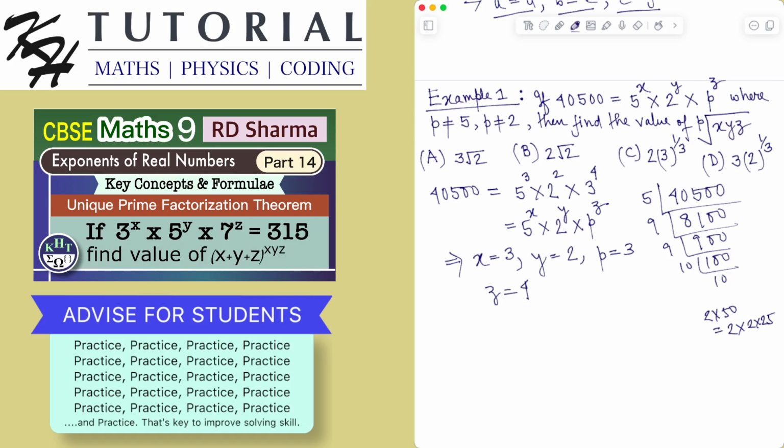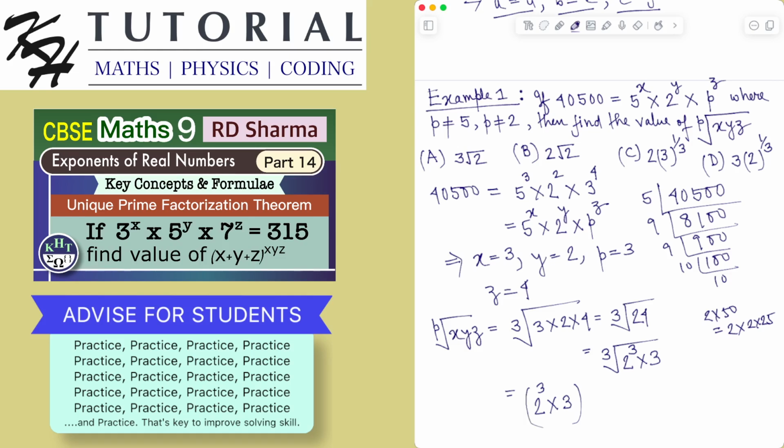So now we are asked to find the pth root of xyz. What is p? P is 3. So cube root of xyz means cube root of 3 multiplied by 2 multiplied by 4, which is cube root of 24. So 24 is 8 multiplied by 3, and 8 is 2 cube, so this is 2 cube multiplied by 3.